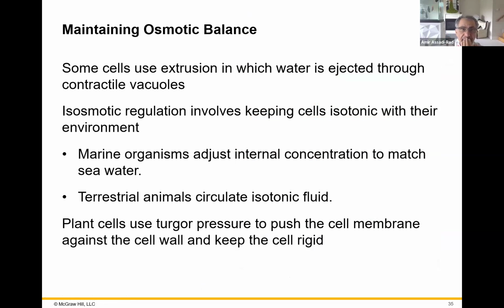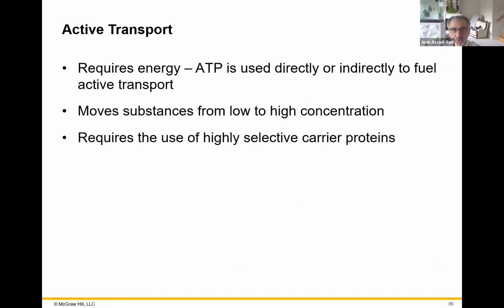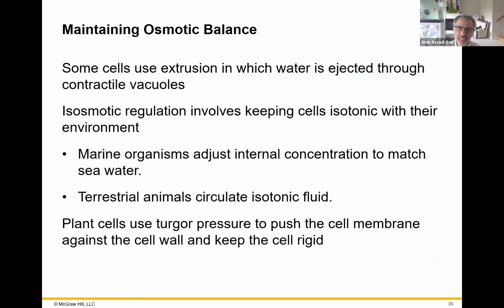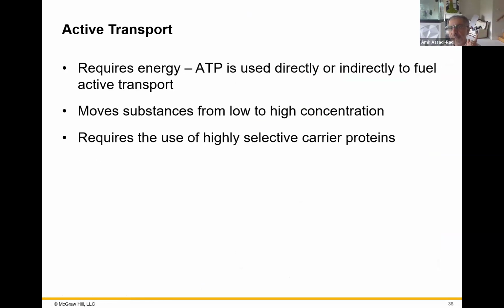Maintaining osmotic balance. Of course, plant cells, I talked about this a little bit. Active transports. Yeah, I'm not too crazy about maintaining osmotic balance. It's okay. It's good information, but I'm not too worried about it. Active transport, very, very important.